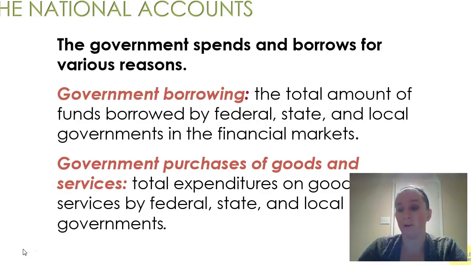So then government borrowing, as I said, the government can borrow from those financial markets. Government borrowing is defined as the total amount of funds borrowed by these governments in the financial markets. Now, purchases of goods and services are expenditures on goods, which are actual physical things, and services by the government.